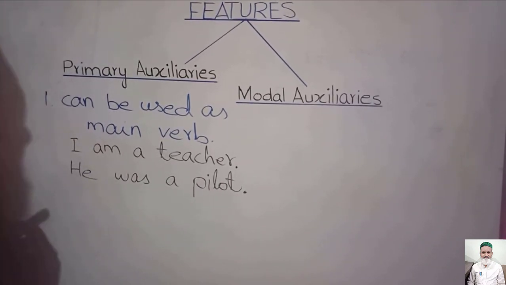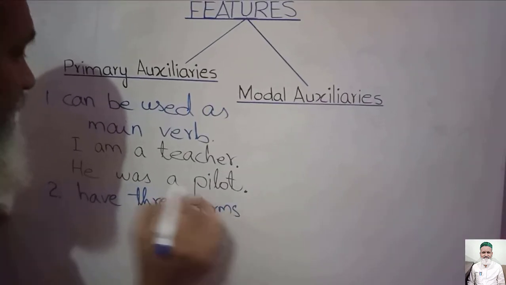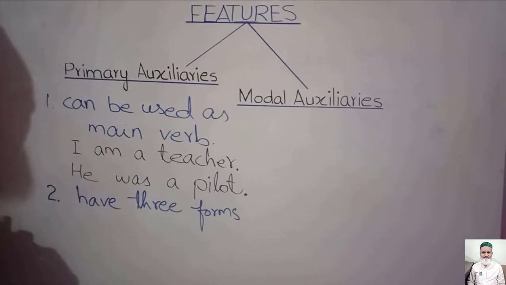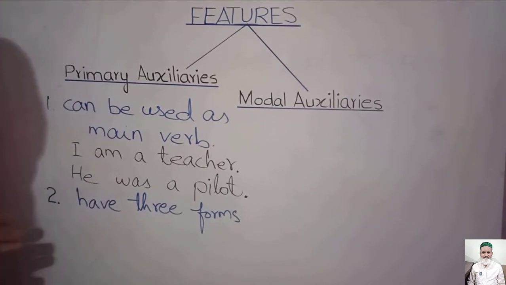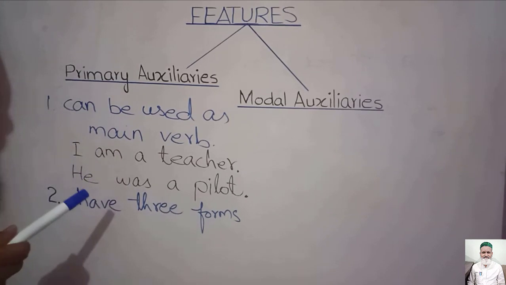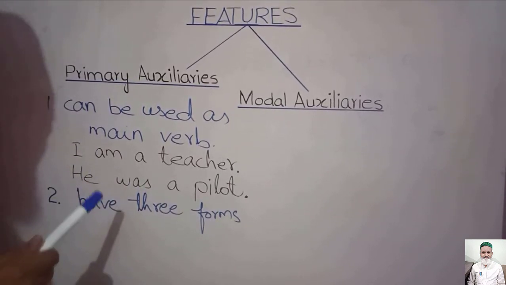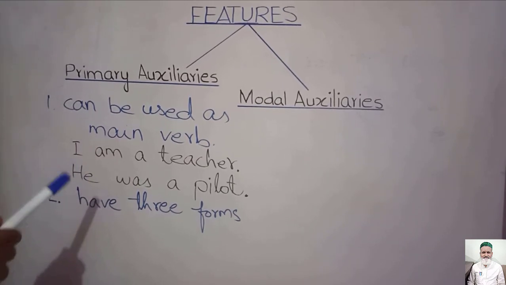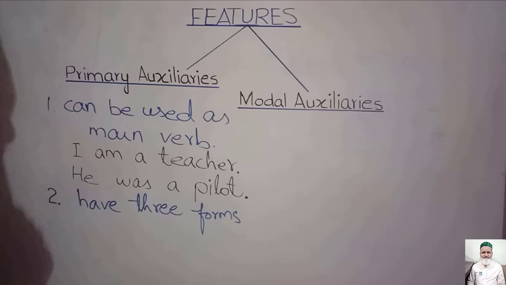The second feature of primary auxiliaries is they have three forms. Just like do has three forms: do, did, done. Have also has three forms: have, had, and had. And be also has three forms: be, was, been. So these are the two features of primary auxiliaries.